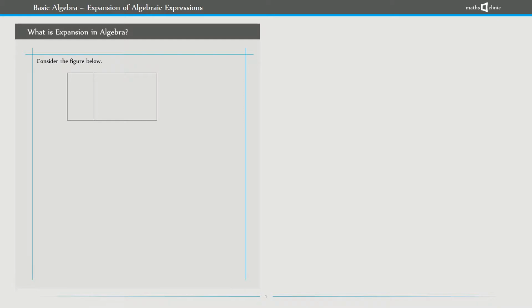Let's say this is a plot of land. This rectangle represents a plot of land, let's say farmland, and it's split at the point where we have a line there. You've been asked to calculate the area of this piece of land, and you've been told that the breadth here is a meters long, for example, this length here is b, and this length here is c.